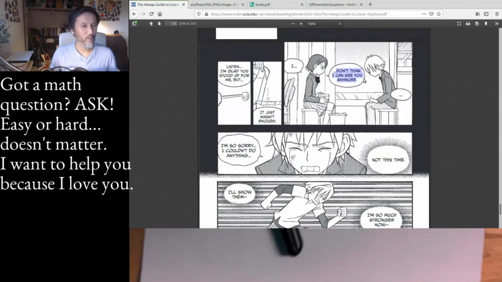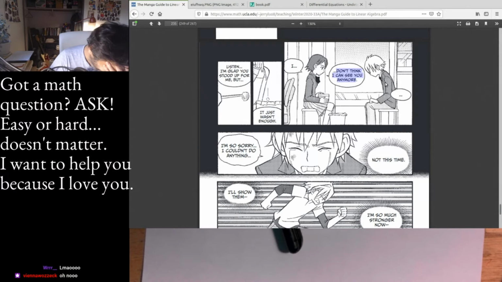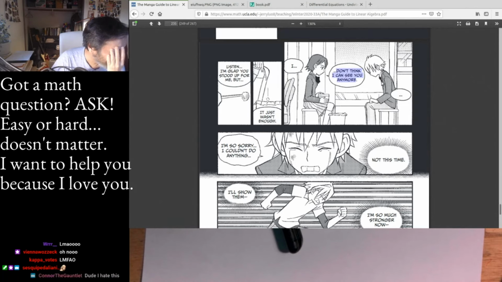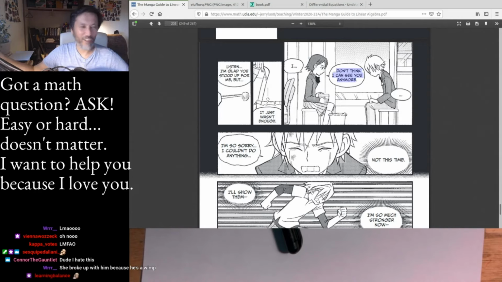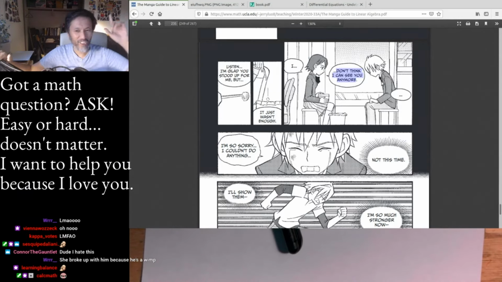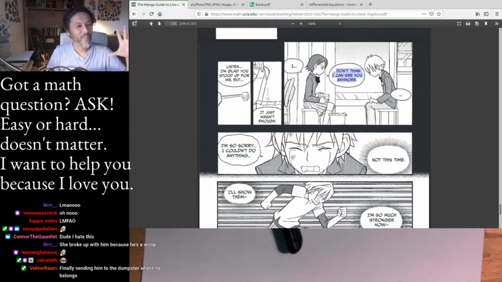Wow. Wow. This is so fucking toxic. No. Okay. This does not get my stamp of approval. This whole fucking thing is... This is so toxic. Holy shit.